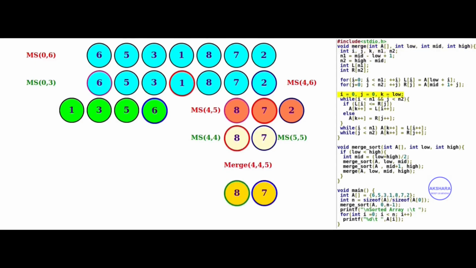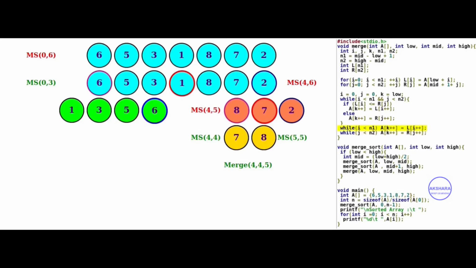I is initialized with 0, J initialized with 0, K initialized with low. L of I is compared with R of J. Here R of J is smaller, so it will be copied into array of K. R is completed now, so all the elements from L will be copied into original array A. Now this merge of 4 comma 4 comma 5 is also completed.